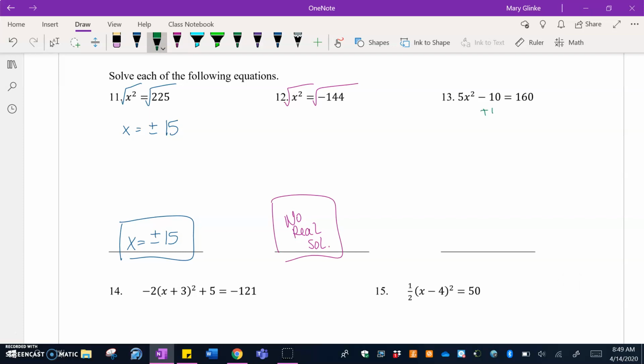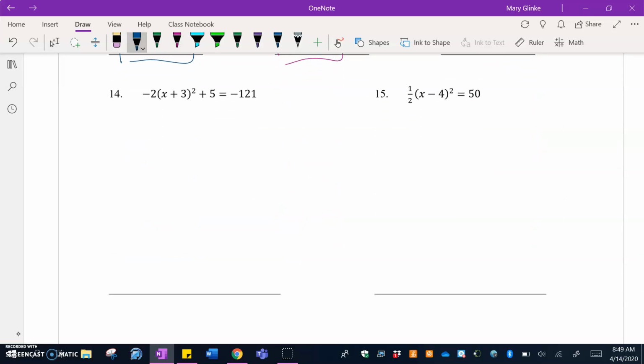For number 13, after you tried it, we're going to go ahead and add 10. We're going to divide by 5. And then we're going to square root both sides. We're going to get positive and negative. The square root of 34 is not going to simplify, so it just is the square root of 34.